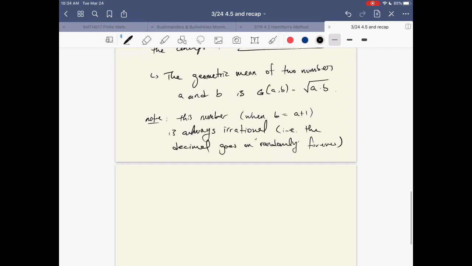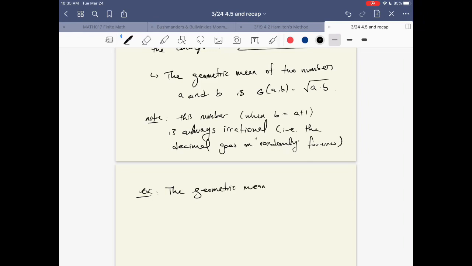Okay, so let's do a couple examples just to figure out what on earth I'm talking about. So, example. The geometric mean of 1 and 2 is G of 1, 2, the square root of 1 times 2. This is just the square root of 2, which is like 1.414 repeating. We'll generally round these numbers to 3 decimal points.